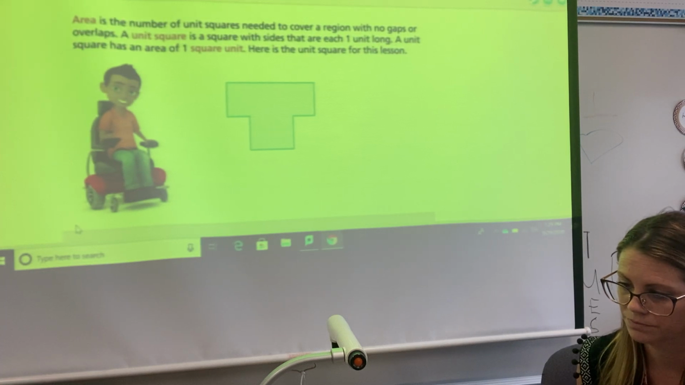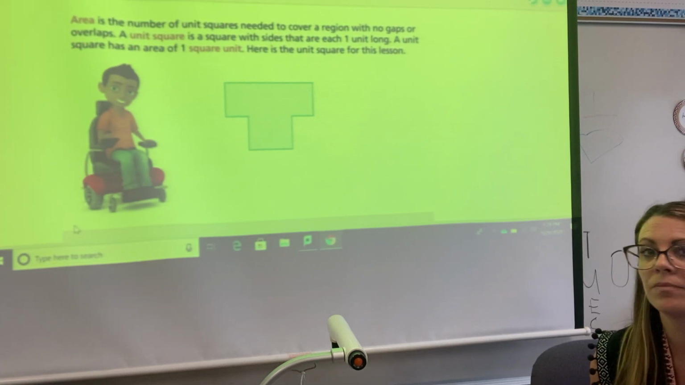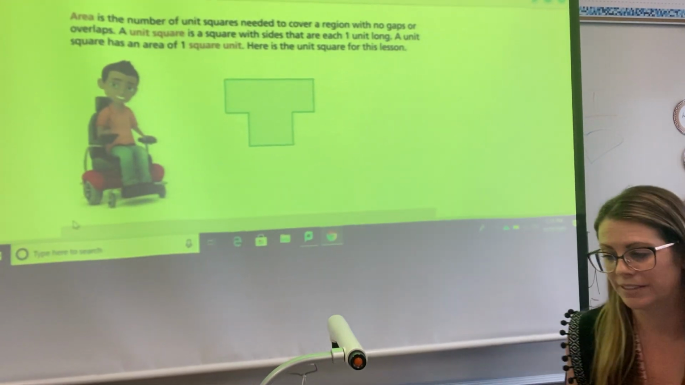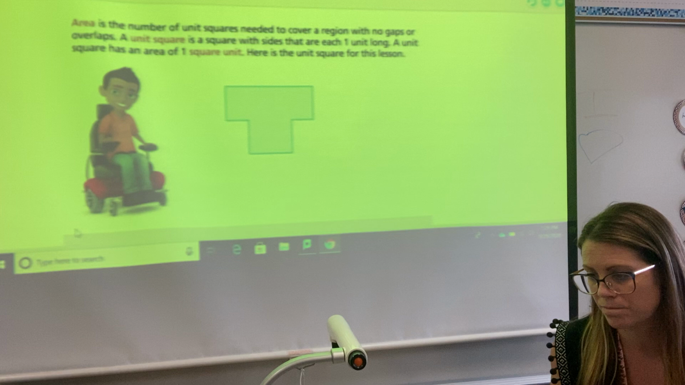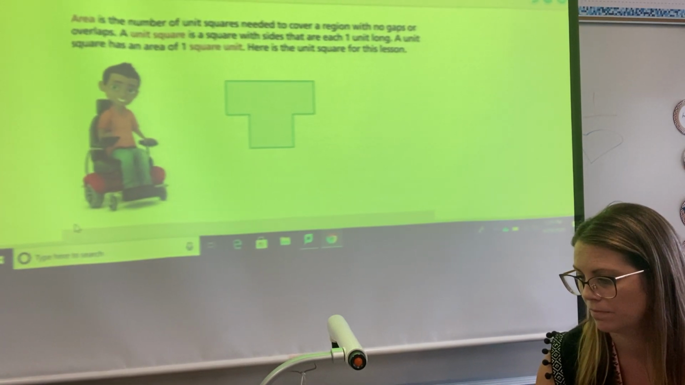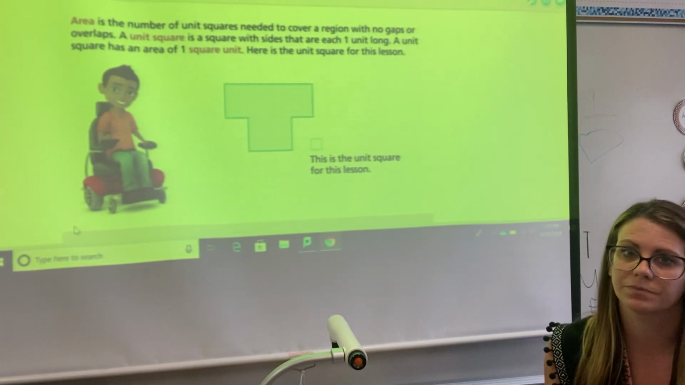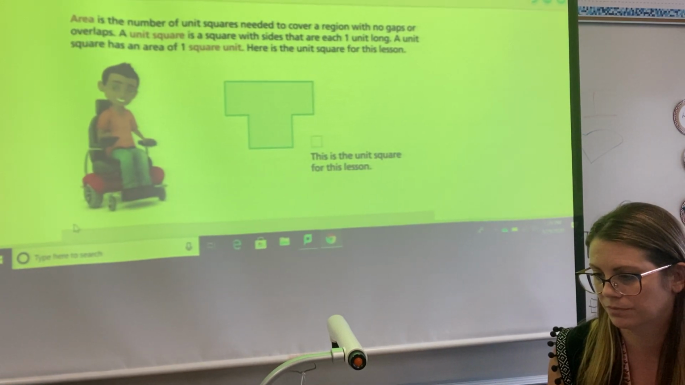Area is the number of unit squares needed to cover a region with no gaps or overlaps, all on the inside. A unit square is a square with sides that are each 1 unit long. A unit square has an area of 1 square unit. Here is the unit square for this lesson.